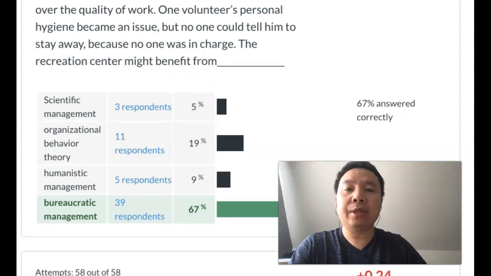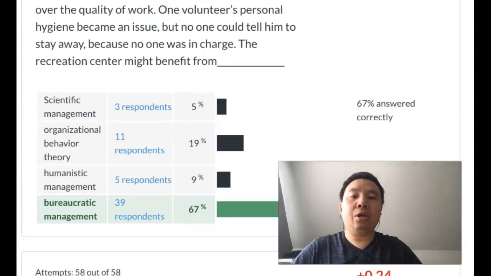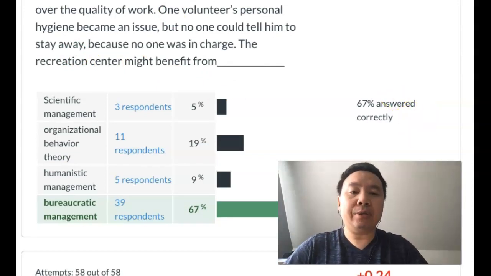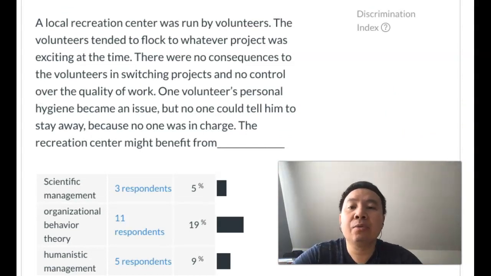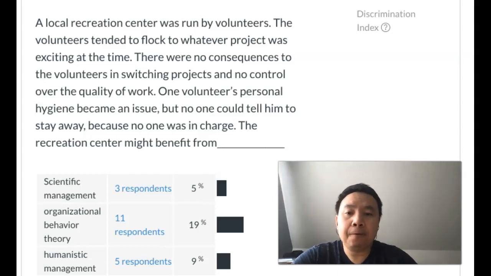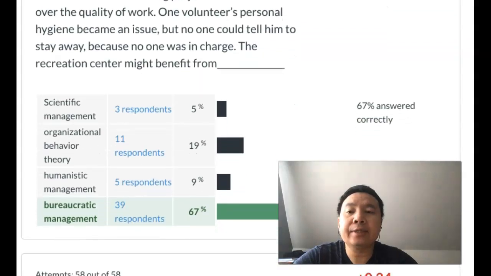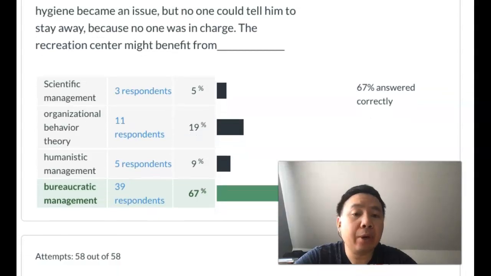So the next question talks about the local recreation center run by volunteers. These volunteers tend to flock to whatever project was exciting at that time. So there's no consequence for volunteers switching projects. There's no control over the quality of the work, right? So basically, it's completely disorganized and very out of control, right? So for this case, they ask the recreation center might benefit from what? The answer is also bureaucratic management, right?